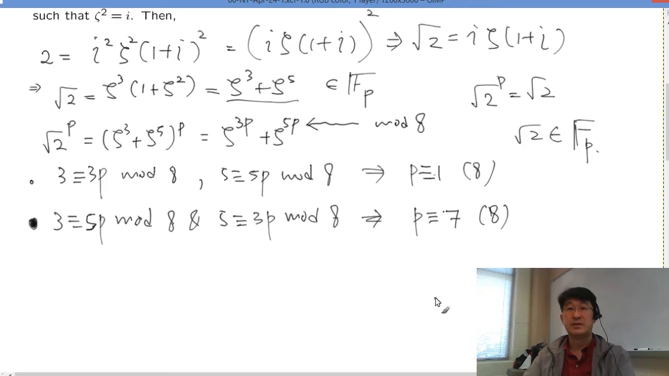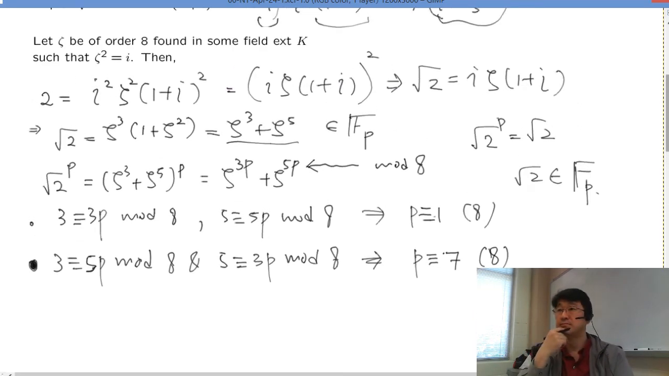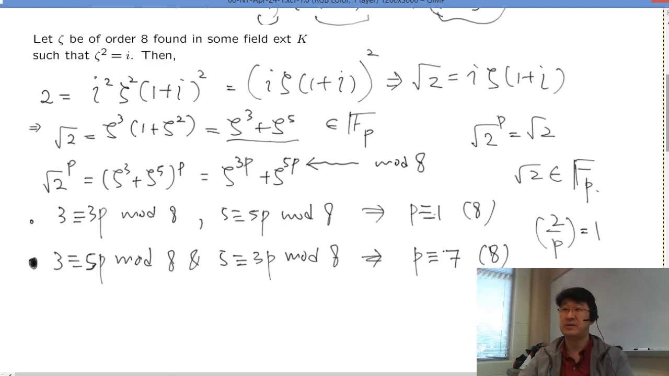All right. So what's happening again? Downstairs is mod P world, right? What's upstairs? Mod 8 world. That's how this one is interacting. As we do the Frobenius, put P in the upstairs, right? That's right. 2 is a quadratic residue if and only if P is 1 mod 8 or 7 mod 8, right? It's part of the quadratic reciprocity. Fair enough?